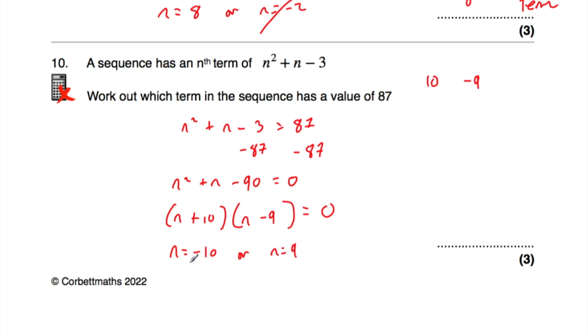Now in this case, it wouldn't make sense to have the negative 10th term, so it means that it's the 9th term of the sequence. So which term in the sequence has got a value of 87? It'll be the 9th term.